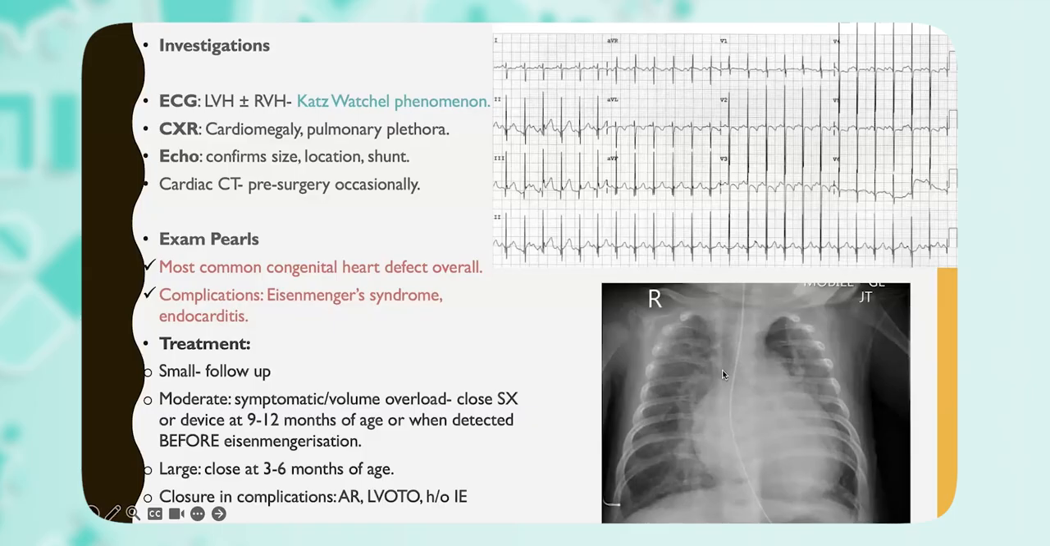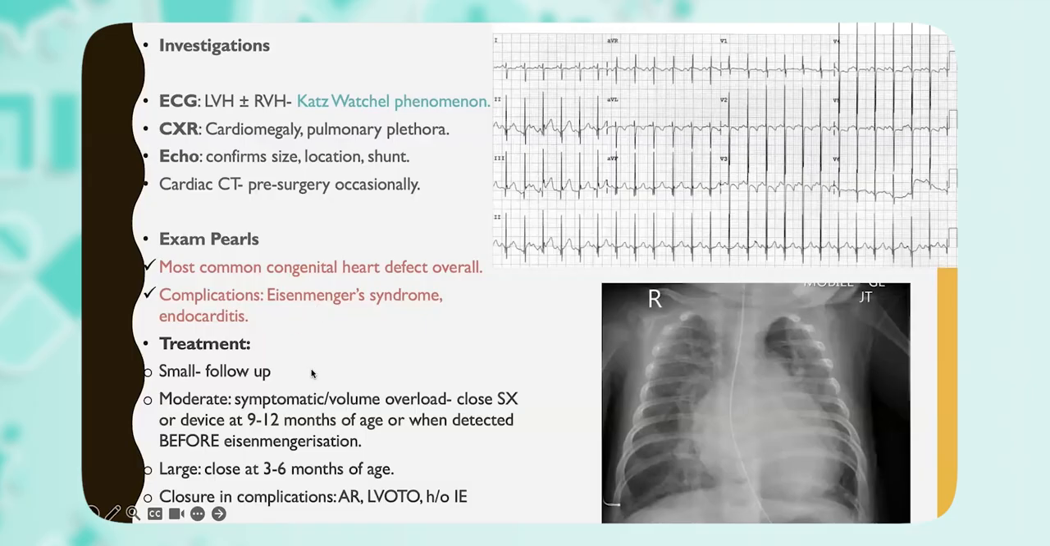When they are Eisenmengerized, due to the rise in the pulmonary arterial pressure, the pulmonary artery will not allow a lot of blood to flow in. In that case, there will be blackness of this outer region of the X-ray. Okay, so we can understand whether this has Eisenmengerized or not from the X-ray as well. Cardiac CT is often done pre-surgically for planning. Most common congenital defect overall, and complications are Eisenmenger syndrome and endocarditis.